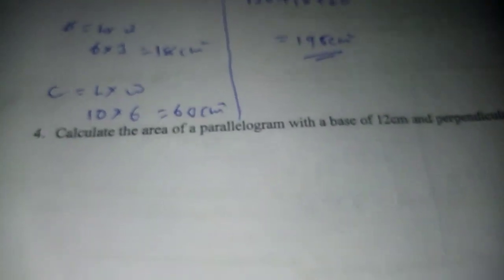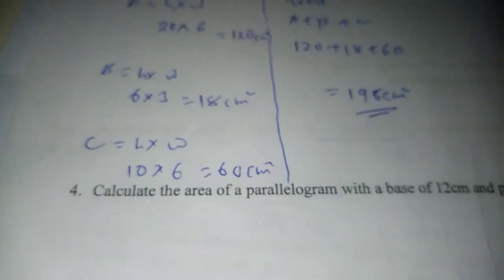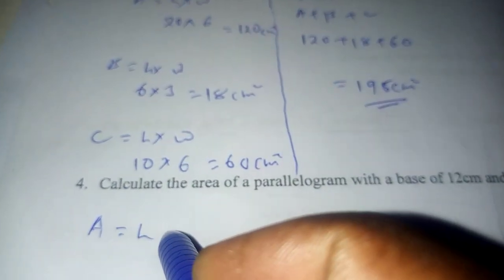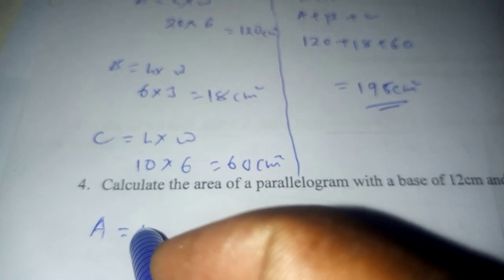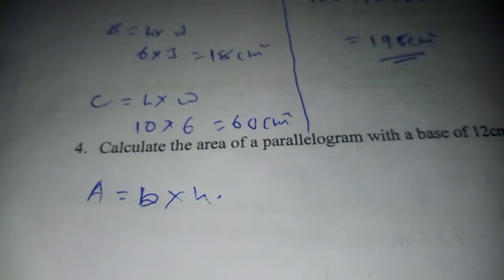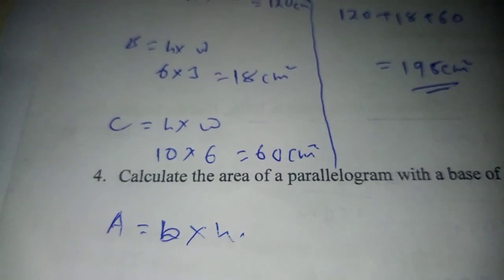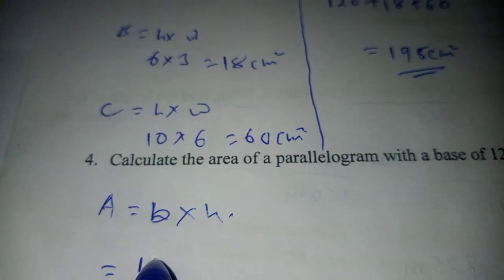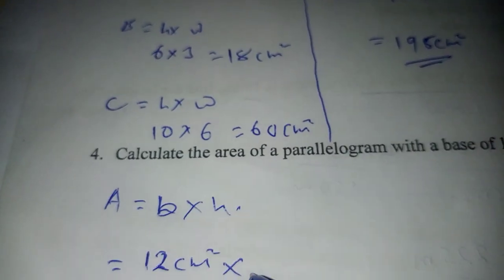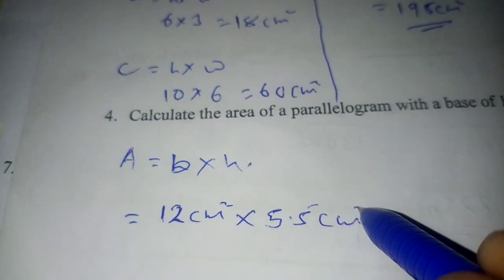We can see, the formula for getting the area of a parallelogram is area equals length, or base, times perpendicular height. Area equals just base times perpendicular height. So this one is just 12, because 12 is our base, centimeters, multiplied by the perpendicular height, which is 5.5 centimeters.